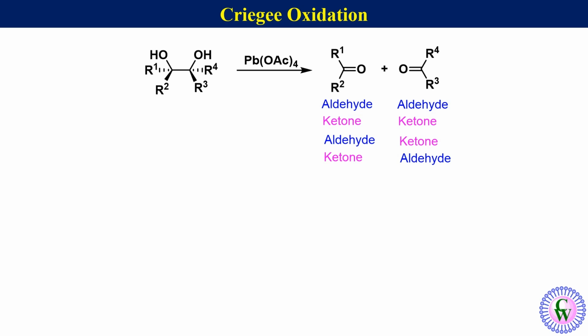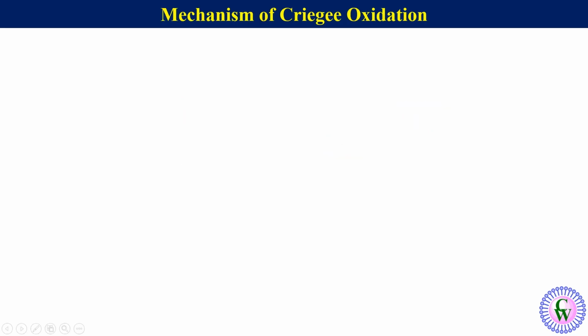To draw the products of Criegee oxidation, break this CC bond to get these two fragments and then make a pi bond between carbon and oxygen.